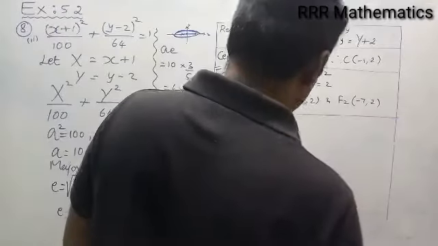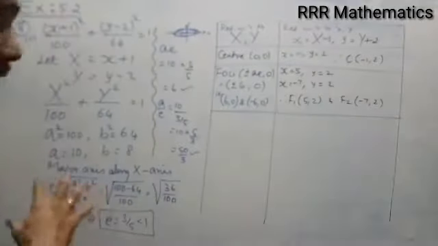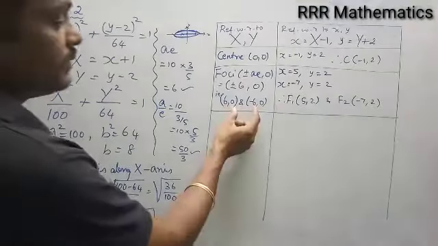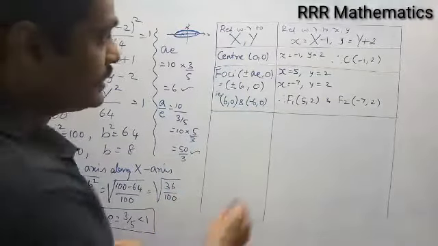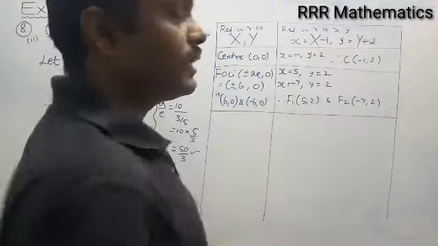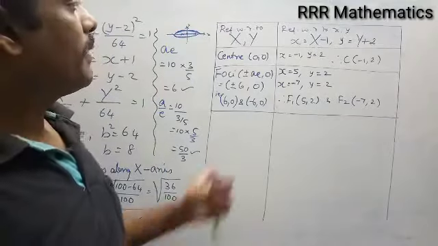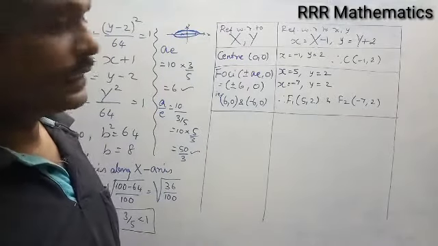So very first you want to find out the foci with respect to capital X and capital Y. After getting the value with respect to capital X, capital Y, just replace here. You will get the foci with respect to small x and small y in this case, like this.